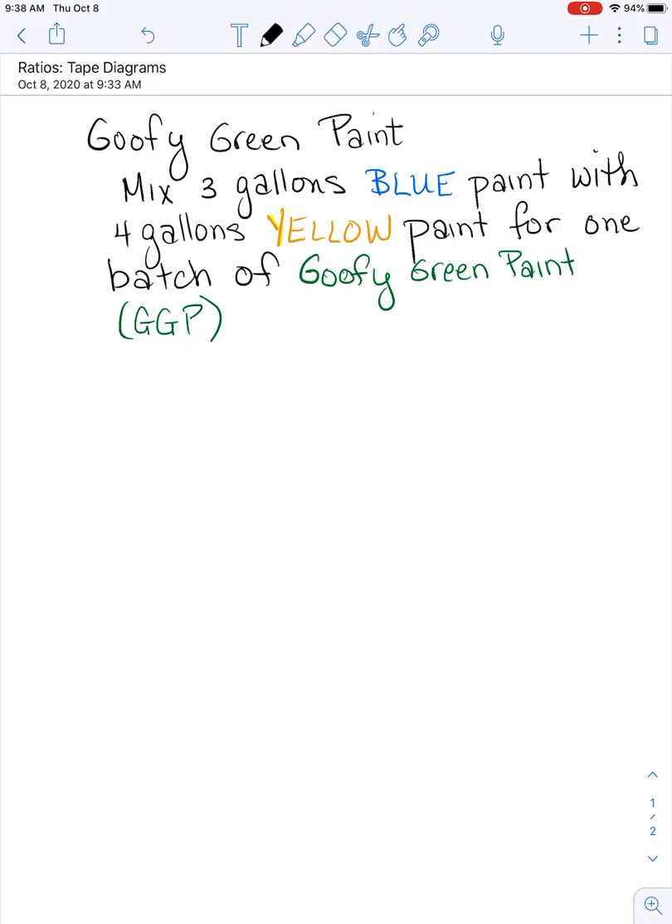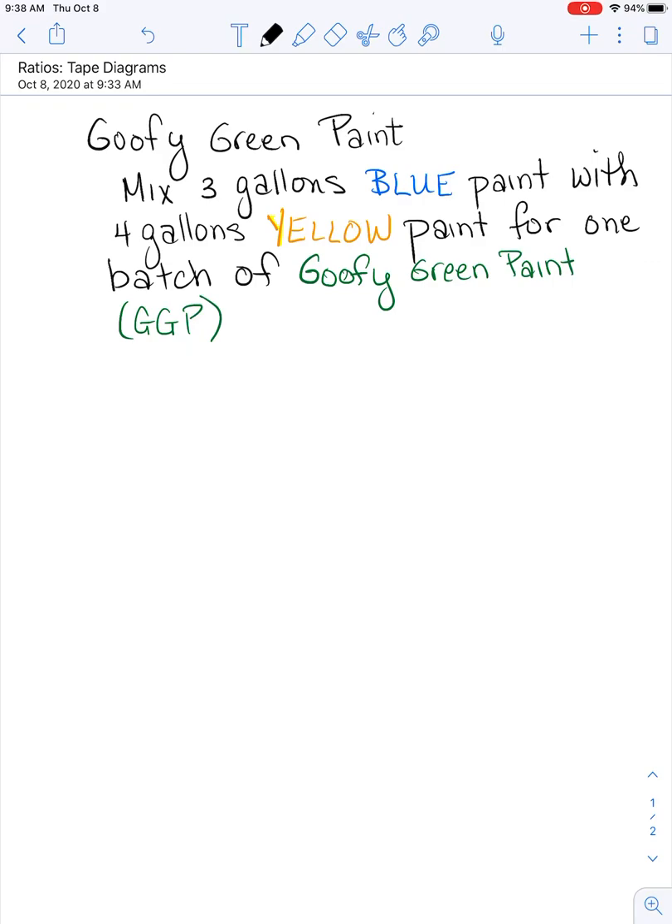And in order to get a batch of this GGP or Goofy Green Paint, we need to mix 3 gallons of blue paint with 4 gallons of yellow paint. And that will give us 1 batch of Goofy Green Paint.